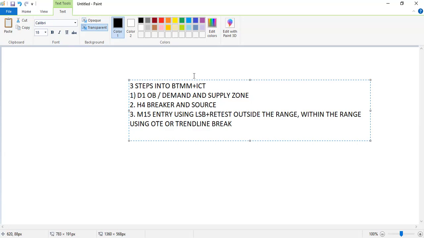Now, first of all, I'll take you to the slide where I'm going to show you the meaning of order block, bullish order block, bearish order block, breaker, and source. Can we proceed? Can you see this?